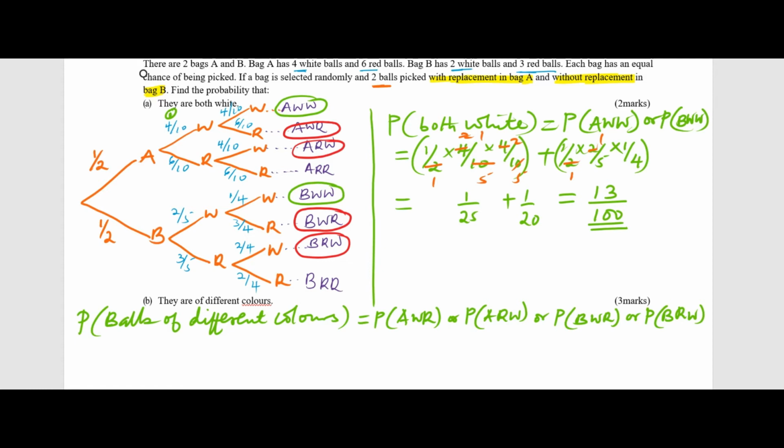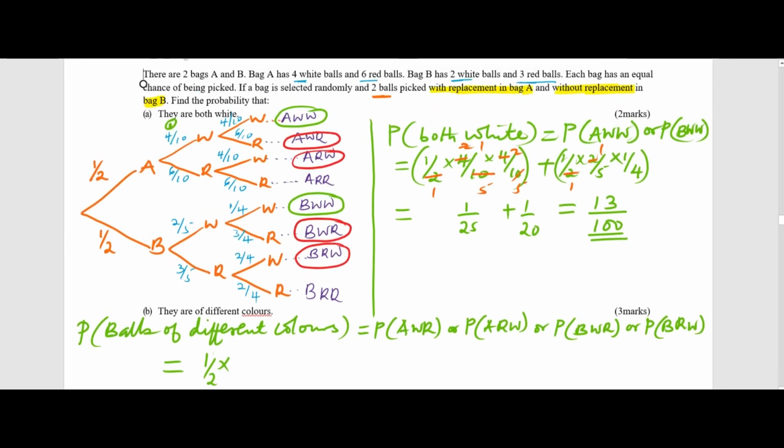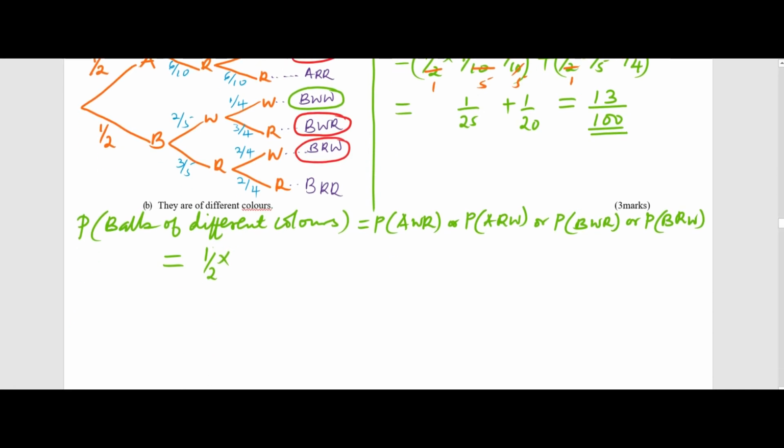So we now need to put in, reading from these probabilities, and this is what you're going to get. So we're going to start with this probability of A white red. Probability of A is a half multiplied by white. This is the branch we are using. So a half times 4/10 times 6/10.